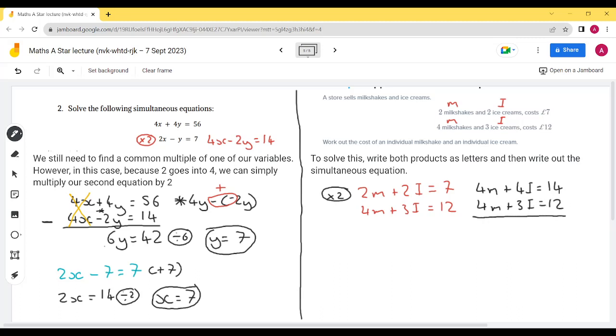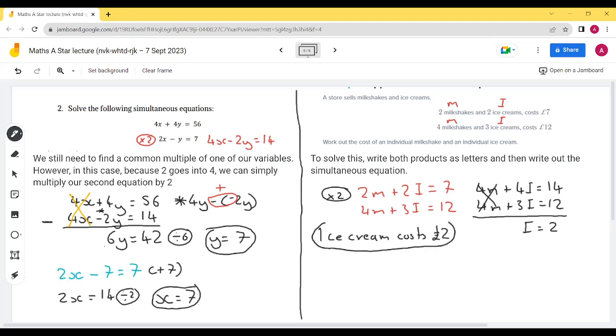We take one away from the other, so our milkshakes are going to cross themselves out. 4 take 3 is just going to give us i equals 2. Well, technically speaking, ice cream costs £2.